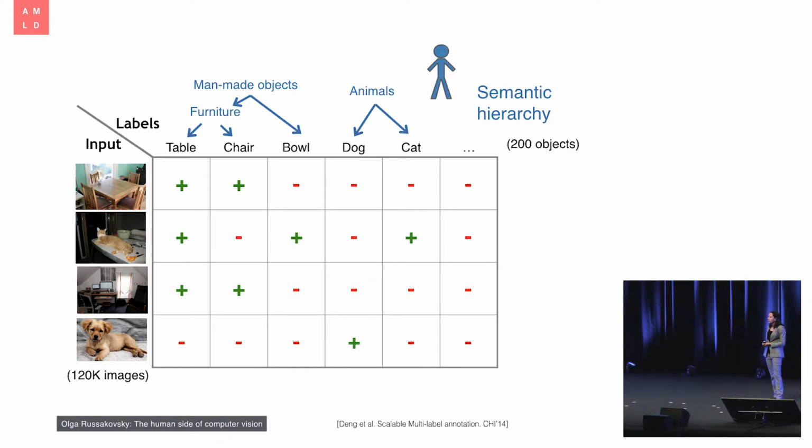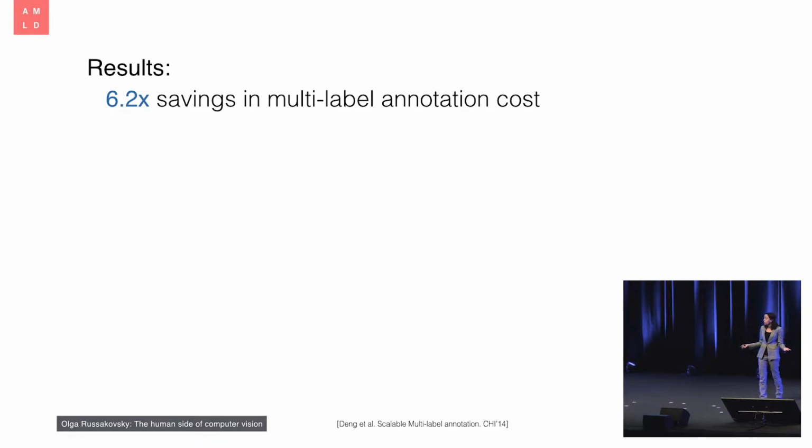And so this idea of building a semantic hierarchy, along with some other optimization, a smart selection of which questions to ask next when doing this kind of annotation, leads to two results. One is it allows a 6x saving in multi-label annotation costs, which again is a general result published in a human-computer interaction conference for doing multi-label annotation.